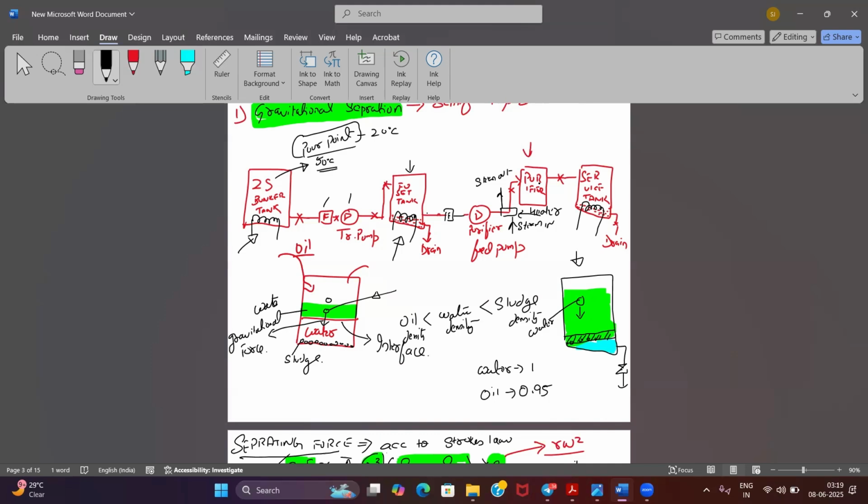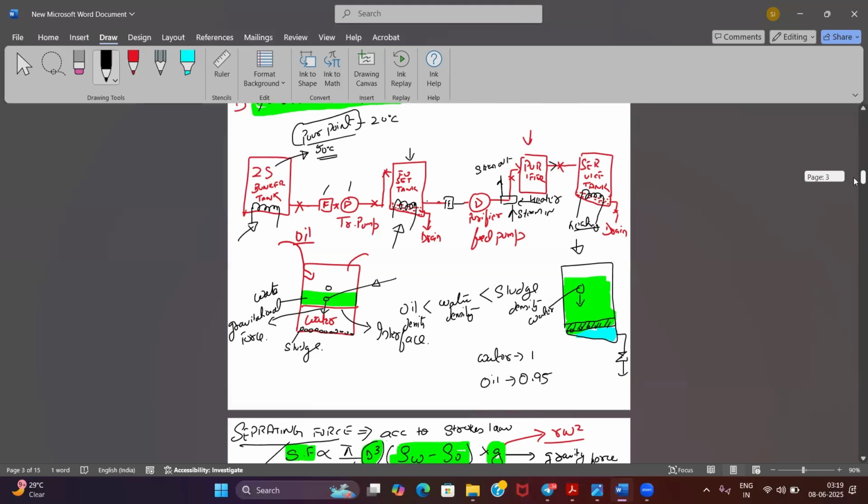Purifier will remove the water content and your solid particles. Okay, and it will allow only clean oil to go further, and this oil will get accumulated in your service tank. Okay, there also will be a heating coil, and there also gravitational separation is happening, and you're draining out whatever water content is still left after the purification system. So I think this much is clear to everyone now, how the system is working.